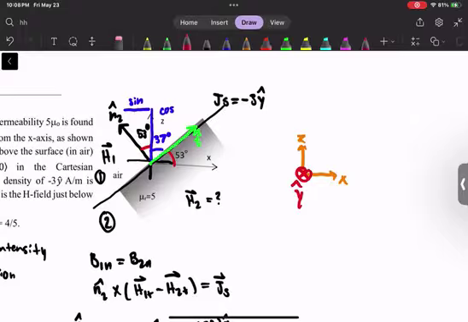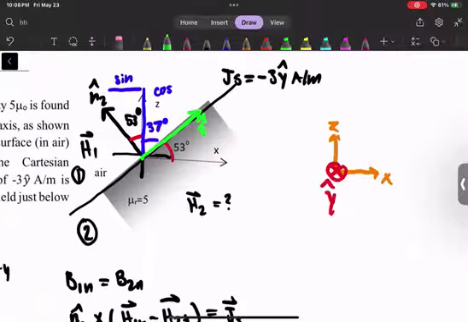Z cross x cross z is negative y is up, so positive y is into the page. So we know that the surface current is only in the negative y direction. So let's go back to our tangential component. To break this up into a vector, our cosine is going to be in the x, and our sine is going to be going in the z direction.